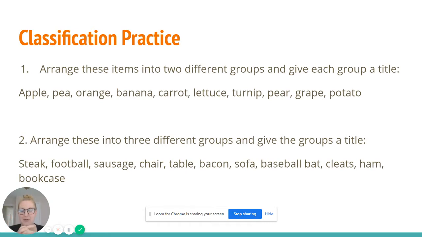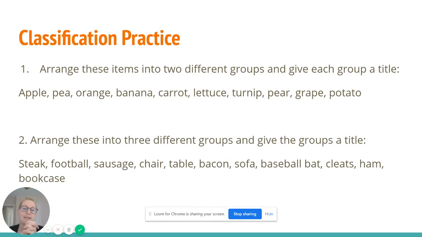So many of you are probably thinking, obviously, I would put them into vegetables and fruit. That is sort of my first reaction to this as well. I'm going to encourage you to think about whether there is another way you could organize these into two groups. One example is that I could group them by shape, for example, things that are spherical and things that are non-spherical. That separates them into two groups.